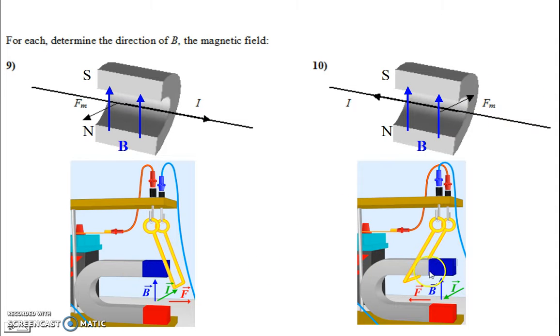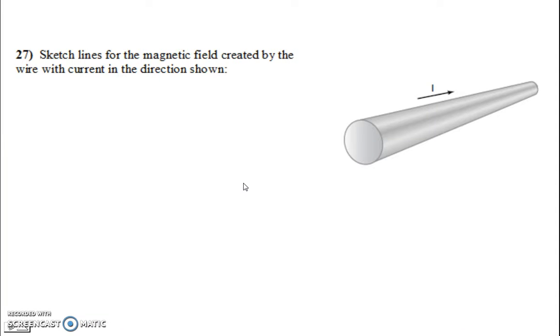But notice that I've not changed the poles from picture to picture. Here's the North Pole, here's the North Pole, here's the South Pole, here's the South Pole. No matter what, if the magnet hasn't changed, then its field hasn't changed. By changing the direction of the current, that changes the results, which way the current feels a force. Alright, let's go on to number 27.